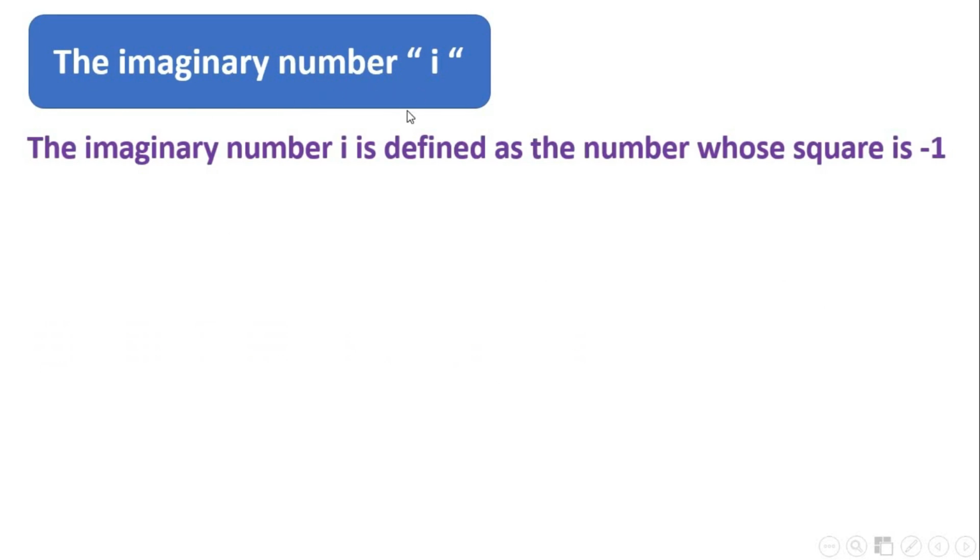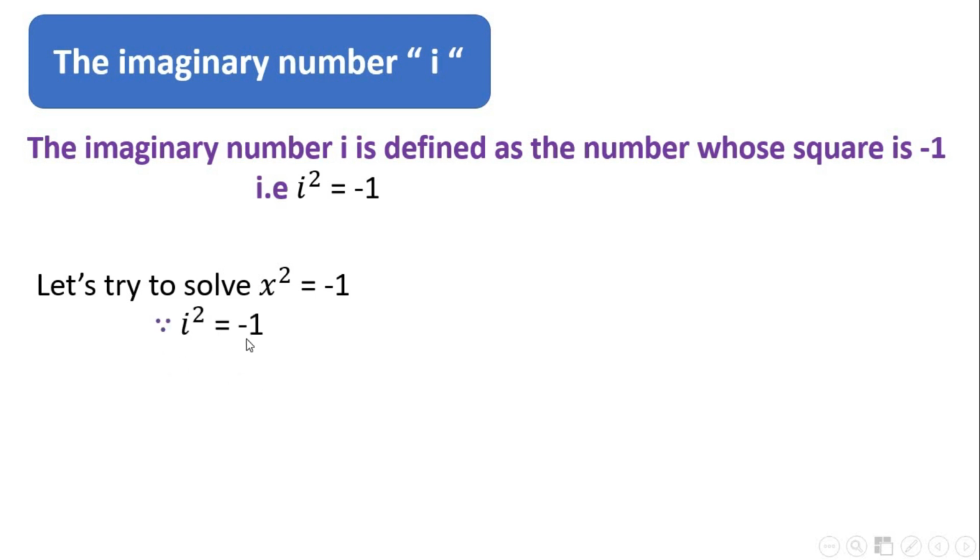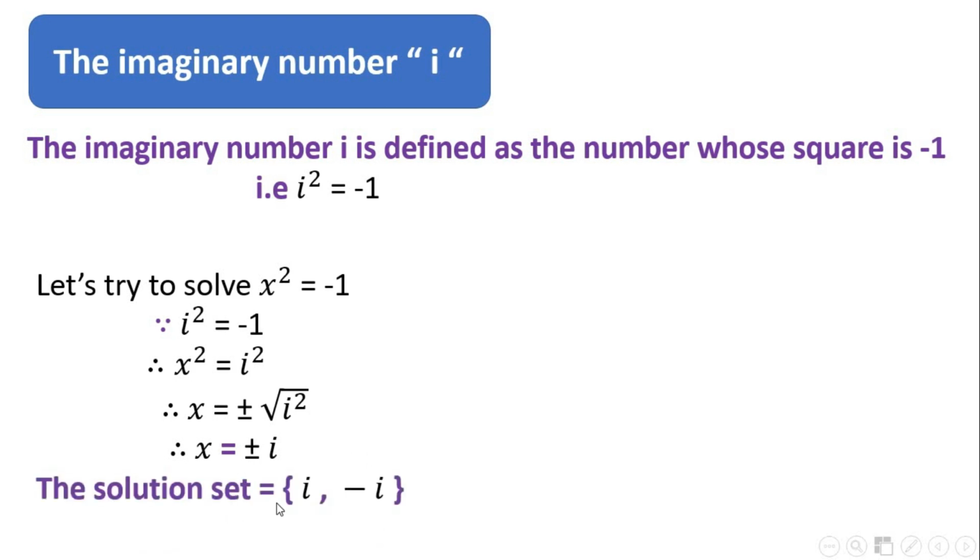The imaginary number i. The imaginary number i is defined as the number whose square is -1, i.e. i squared equals -1. Let's try to solve x squared equals -1. Since i squared equals -1, therefore x squared equals i squared. Therefore x equals positive or negative root i squared. Therefore x equals positive or negative i. The solution set is going to be i and negative i.